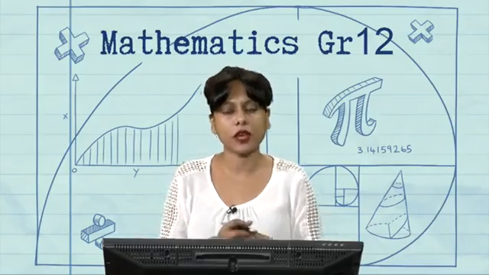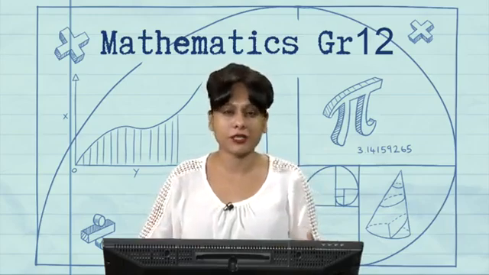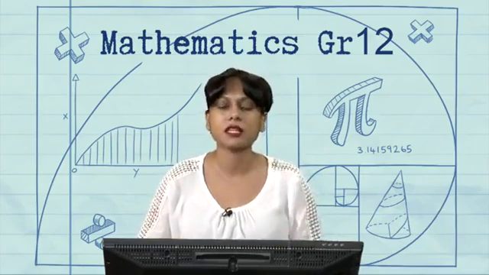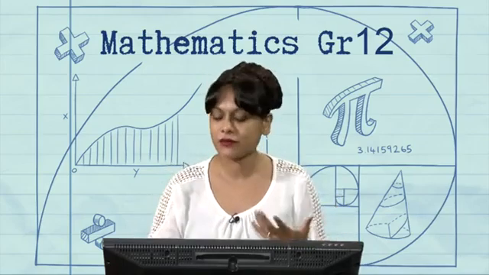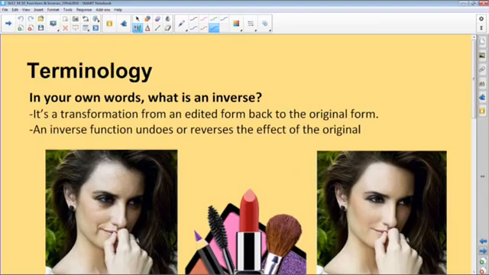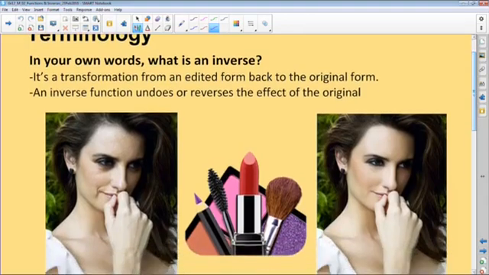Okay, so hopefully you have a quick idea now of what an inverse is because you've discussed it among yourselves. And I just want, in very simple terms, to discuss what is an inverse. An inverse really is a change from the original, or from an edited form, back to the original form. So a transformation takes place if we're talking about functions, which we will be doing. It's a transformation from an edited form back to the original form. So an inverse function really undoes or reverses the effect of the original.